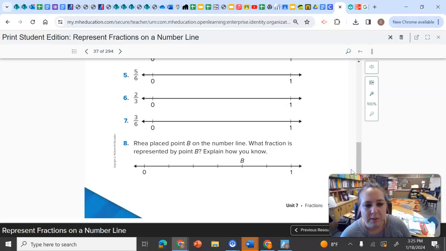Rhea placed point B on the number line. What fraction is represented by point B? Explain how you know. So here's where Rhea put point B. What fraction is that? And how do you know?